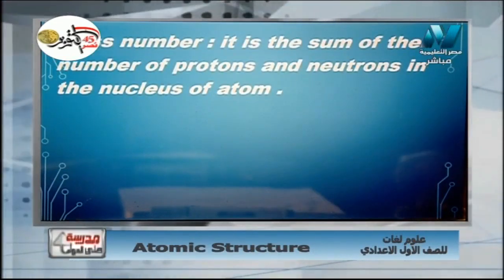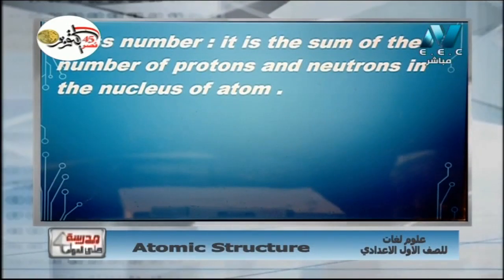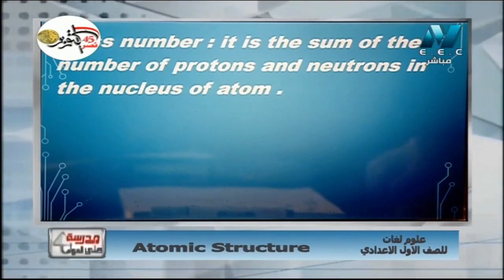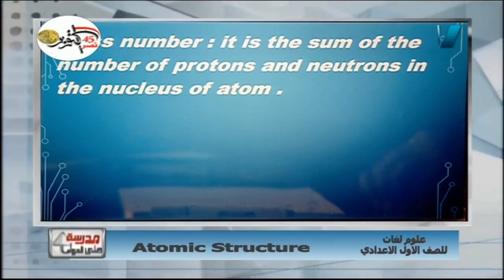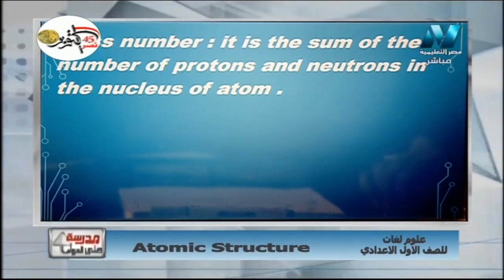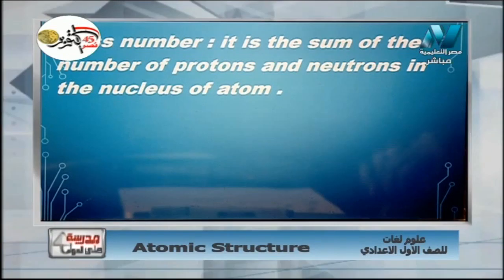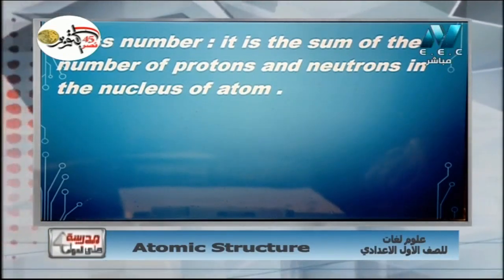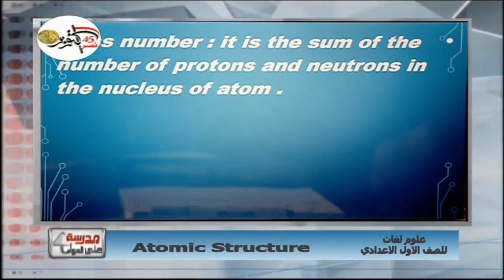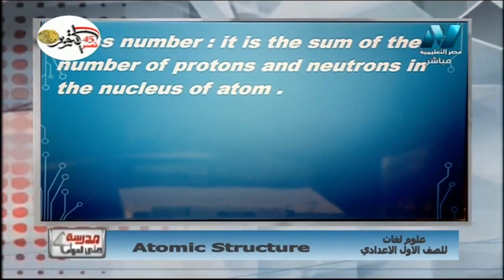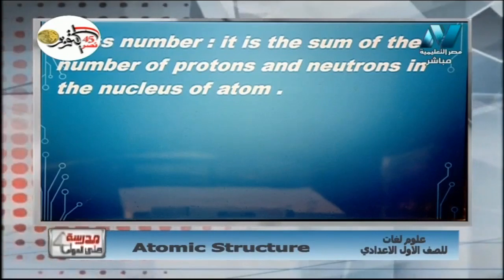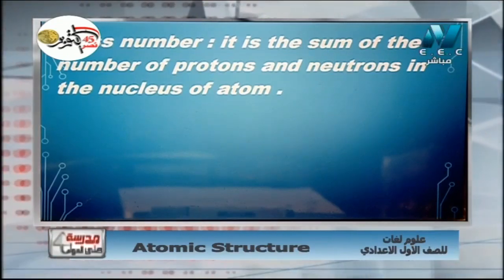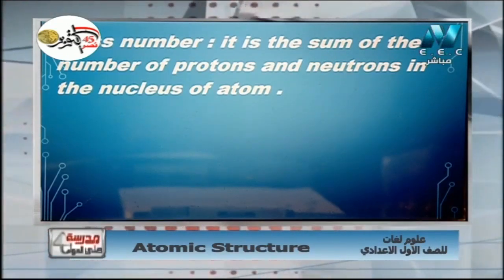Now, what's meant by mass number? As I told you, my dear student, mass number means the sum of the particles inside the nucleus that have more mass. What are they? Yes, they are protons plus neutrons. Mass number is the sum of the number of protons and neutrons in the nucleus of the atom.